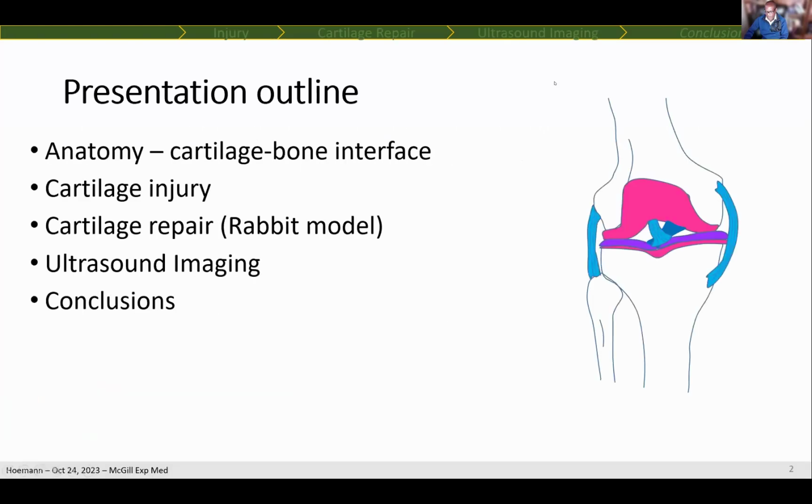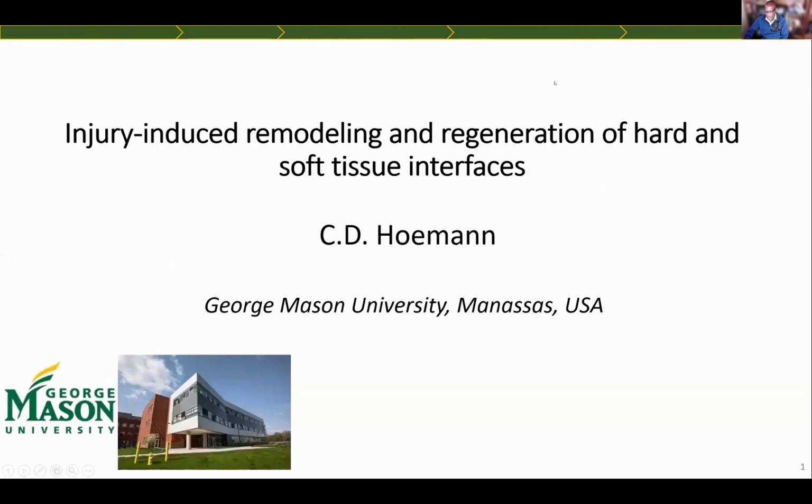So her talk is entitled Injury-Induced Remodeling and Regeneration of Hard and Soft Tissue Interfaces.